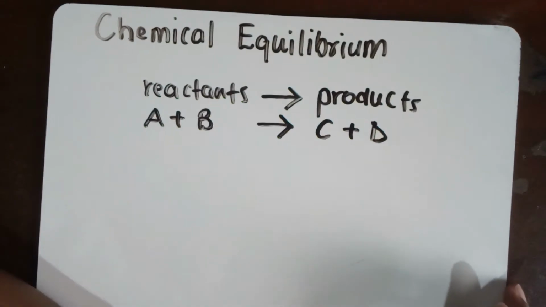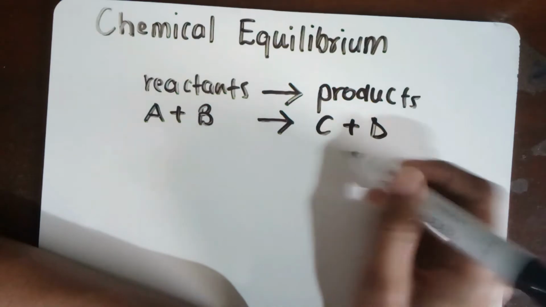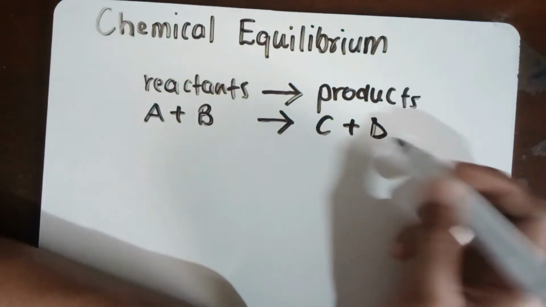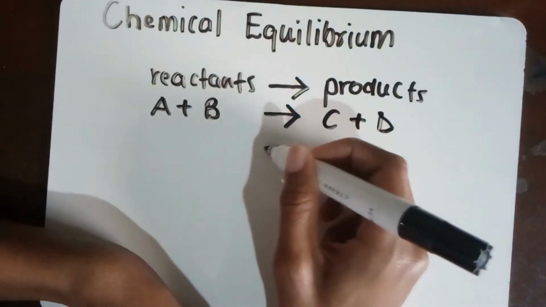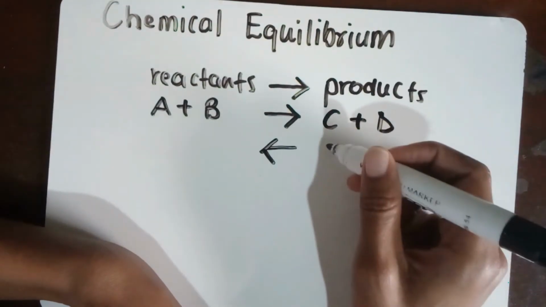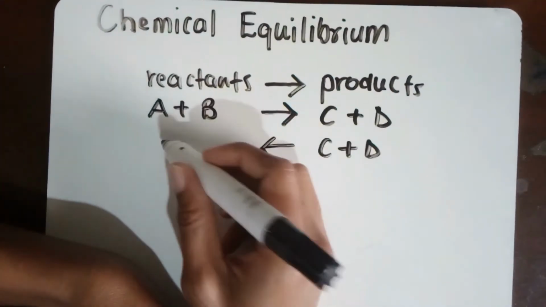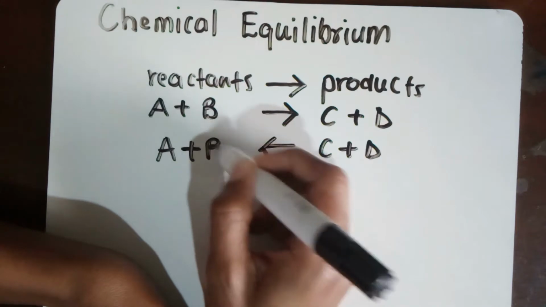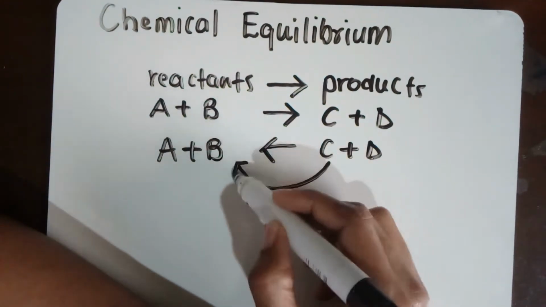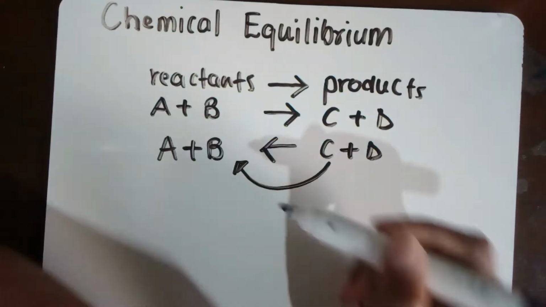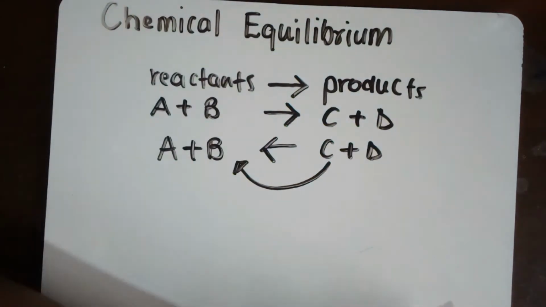But there's also a chance that sometimes these products are converted back into reactants. So you might have a situation such as this where C plus D now forms A plus B. So we're having your product being converted back into reactants. And there's particular terminology that we use to describe some of these effects.